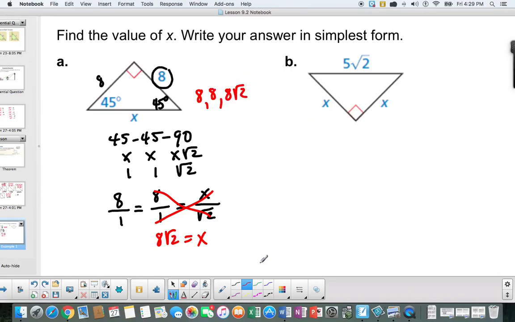All right, let's take a look at this problem. And in this problem, again, this is a 45, 45, 90 triangle.